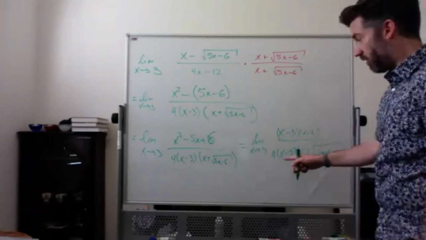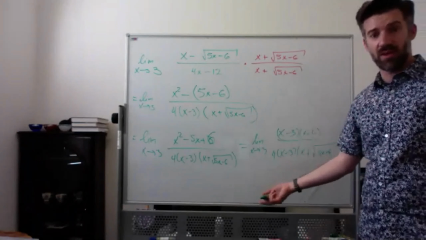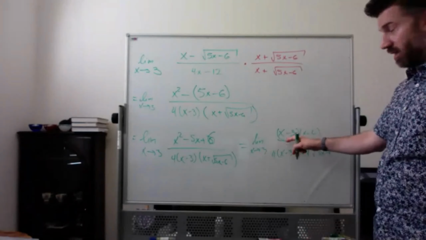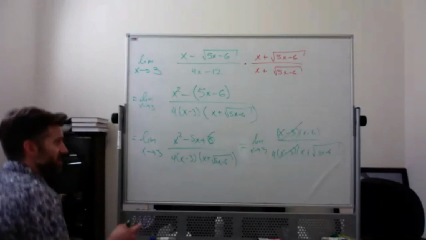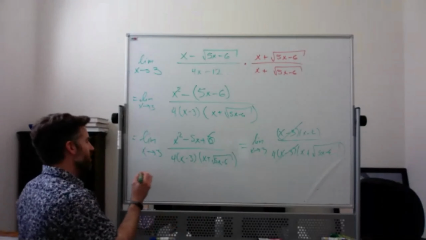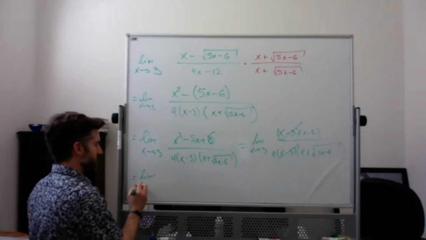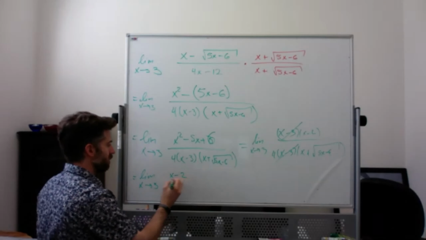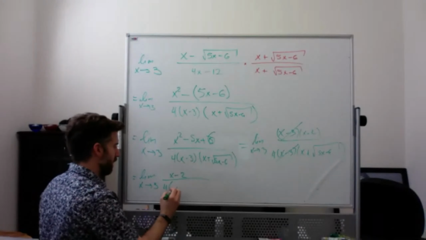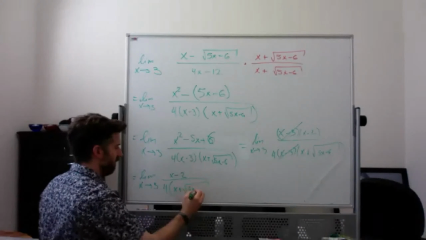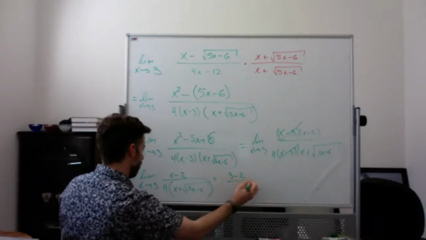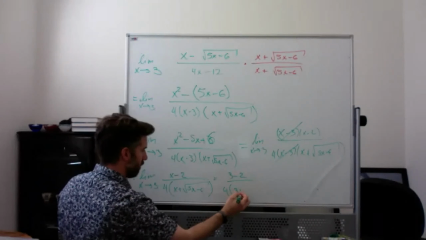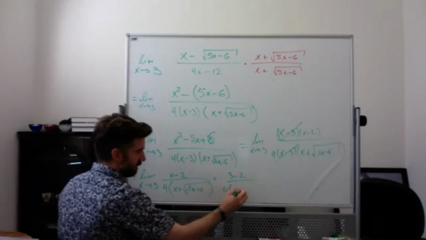And finally, the things that are making us have a 0 on the top and a 0 on the bottom, when I plug in 3, the x minus 3's get to cancel out. Some people like to do this in one shot, some people like to do two. You can either just plug in 3 for the rest of the x's, or you can rewrite it as the limit as x goes to 3 of x minus 2 over 4 times x plus the square root of 5x minus 6. And then plug in 3, and get 3 minus 2 over 4 times 3 plus the square root of 15 minus 6.